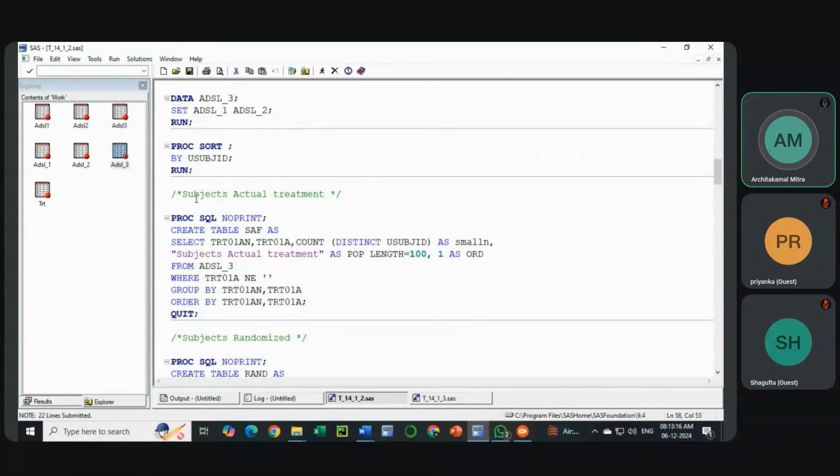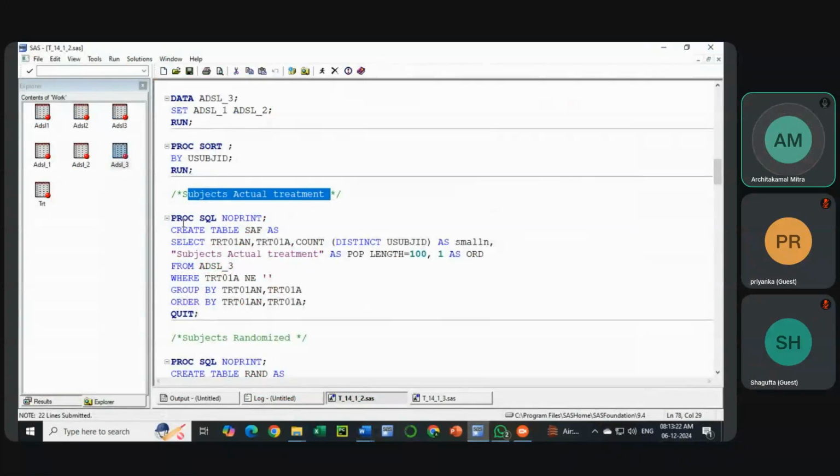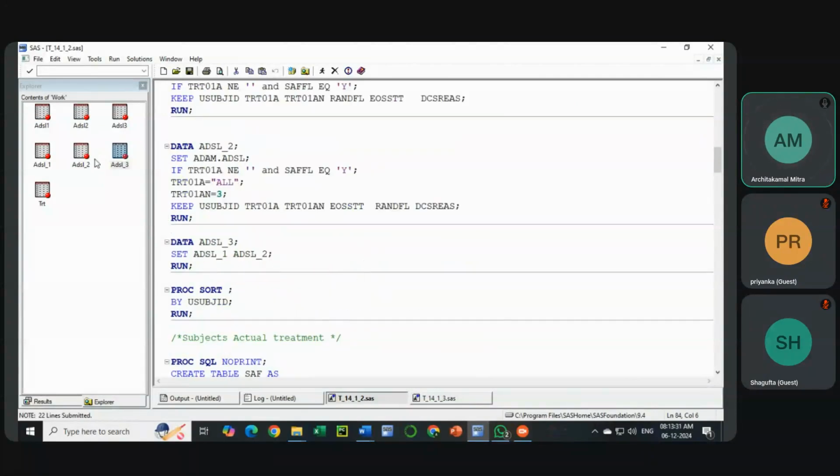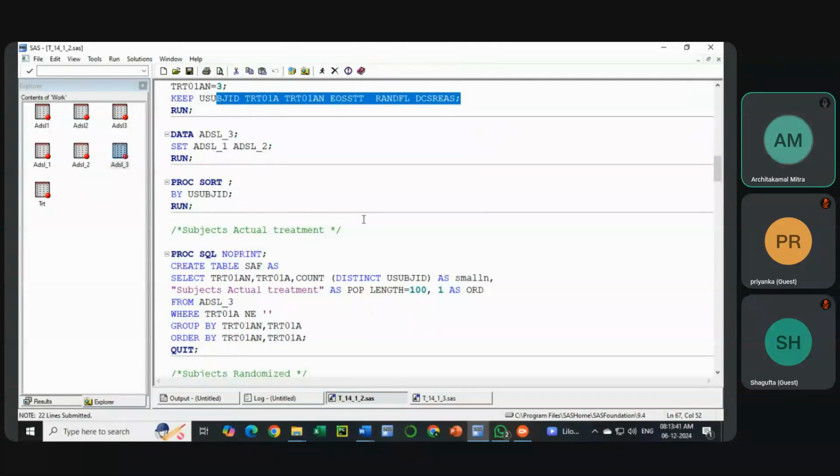And then when subjects actual treatment comes in, when we come in with this table, see what we are doing is that we are taking the help of ADSL underscore 3 to create it, because we already have created a base ADSL underscore 3, which is this one. And it only has subject ID, TRT01A, TRT01AN, EOSSTT, RANDFL, and DCSREAS. So we don't have to go to that entire table again. Got it?